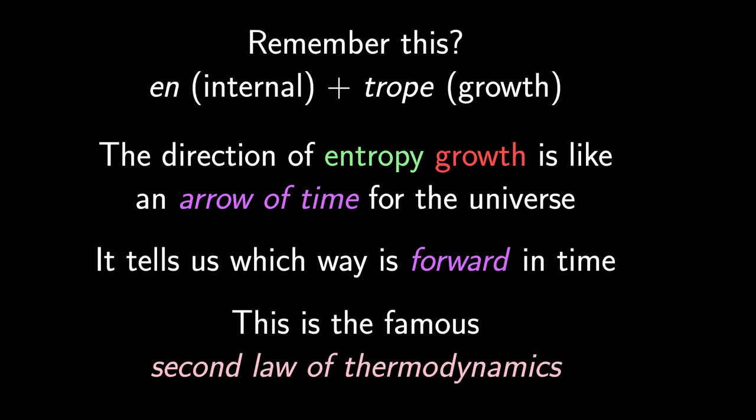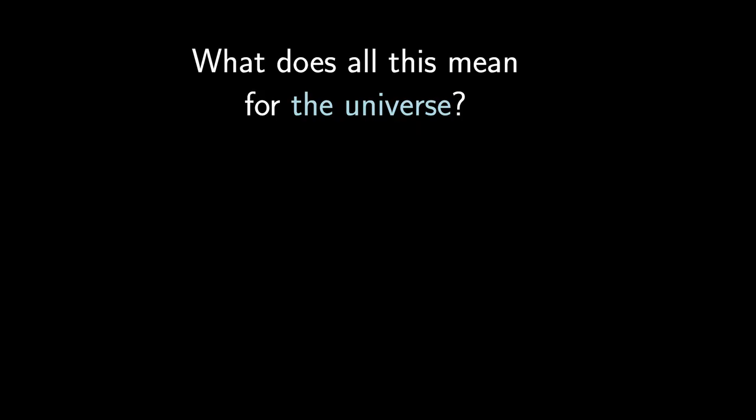This is the famous second law of thermodynamics. Something about physics, second laws tend to be more important than first laws. I don't quite know why that is. The first law of thermodynamics, the third law of thermodynamics, they're not as widely known. The second law, the arrow of time, says that entropy tends to increase as you move forward in time. What does all this mean for the universe as a whole?